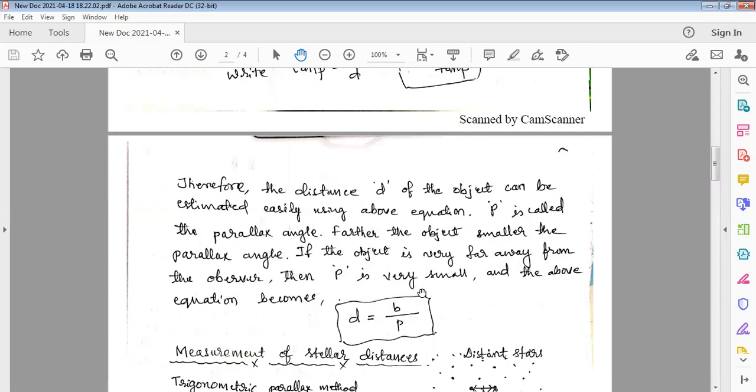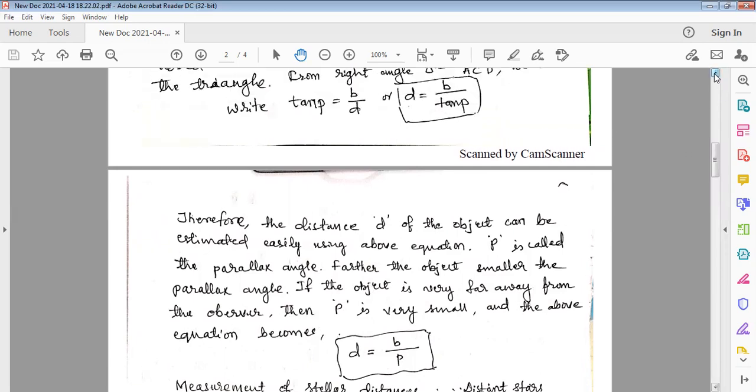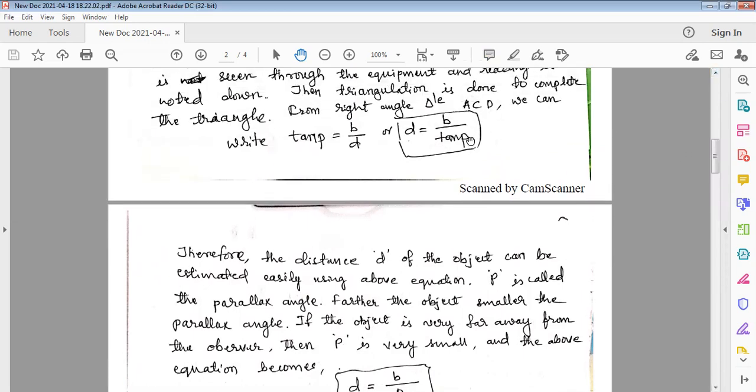The parallax angle P is very small, and the above equation becomes D is equal to b divided by P, because when the angle P or theta is small, tan theta or tan P can be simply written as P as per the small angle rule.